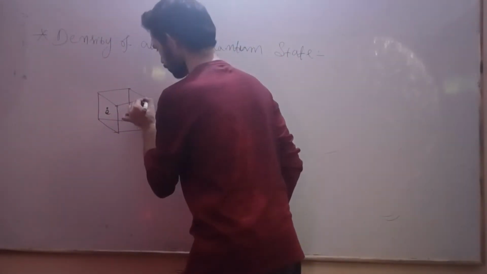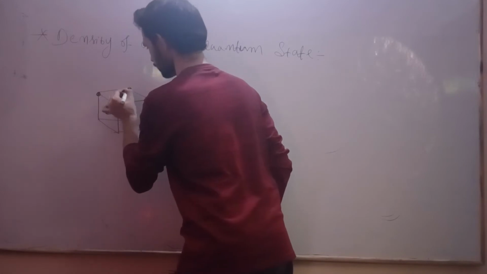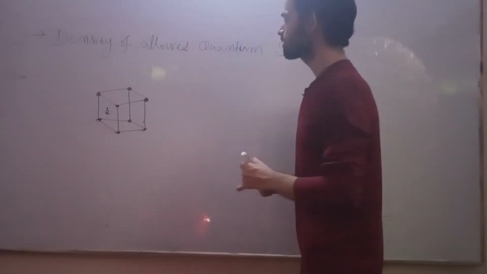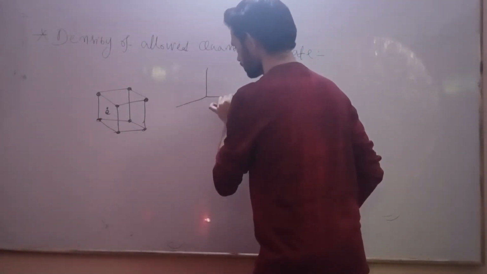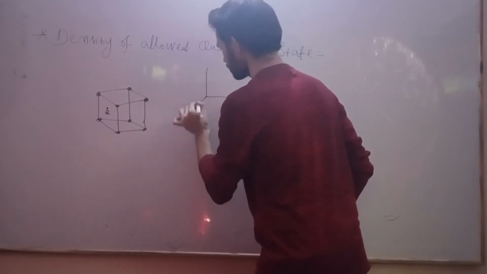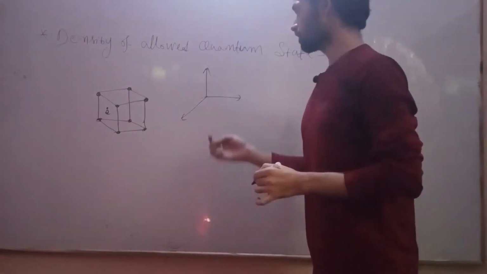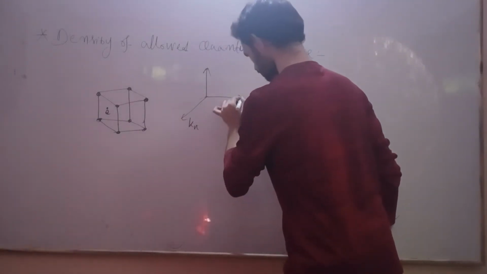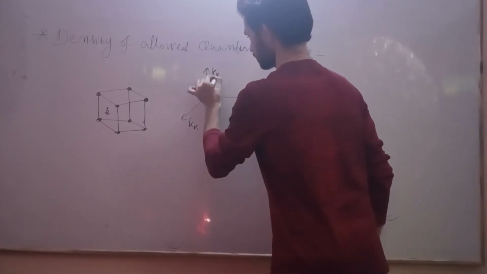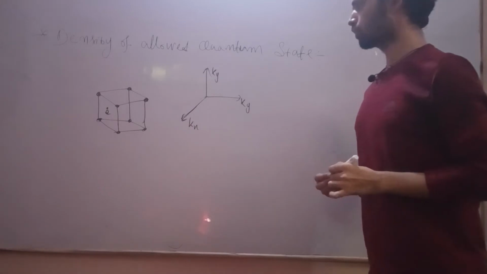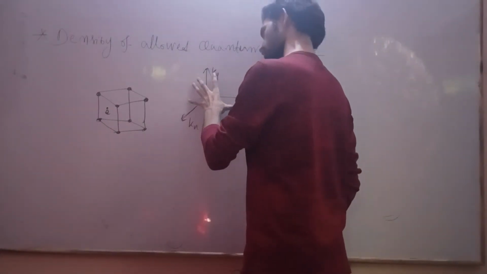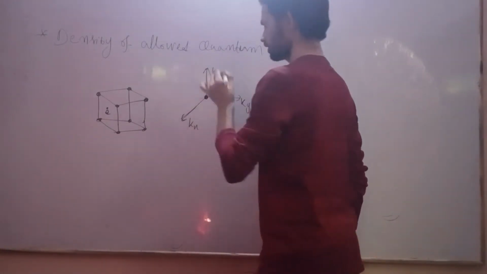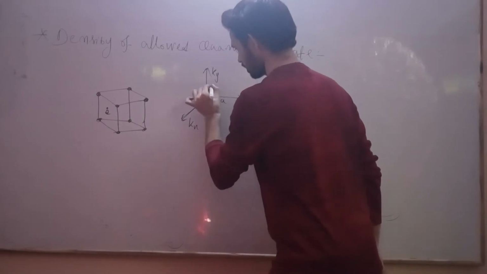These are my four corners. Now I am assuming that this is a three dimensional infinite potential well. These are the k space vectors in three dimensions. I am assuming that each side has length a.